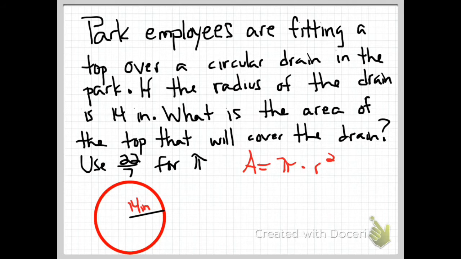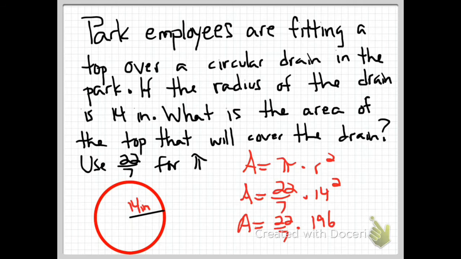Okay. So we're going to use 22/7 in this case, and our radius is 14. We're going to square that. If you're thinking it's 28, you're in big trouble. It's not 28. 14 times 14 ends up being 196.